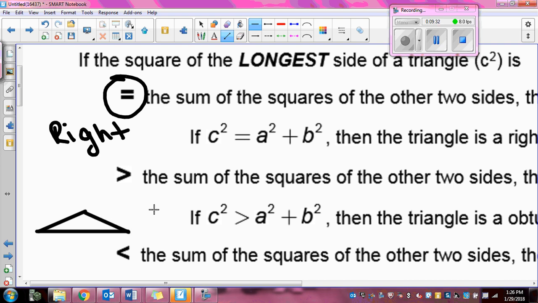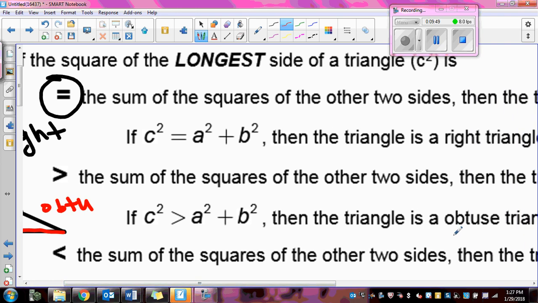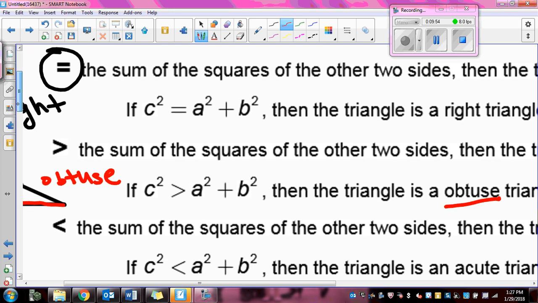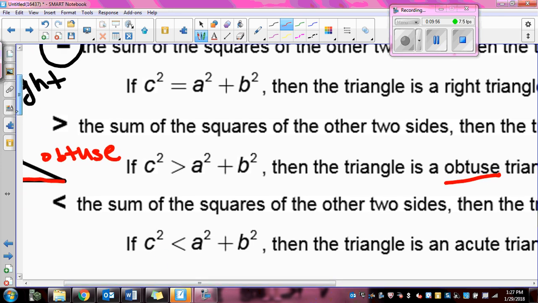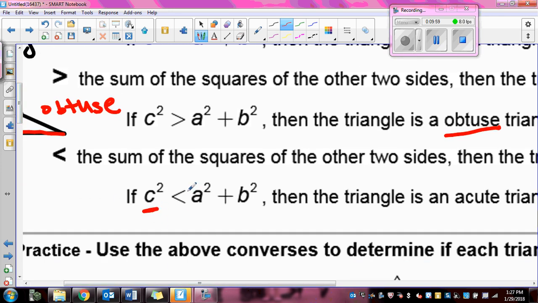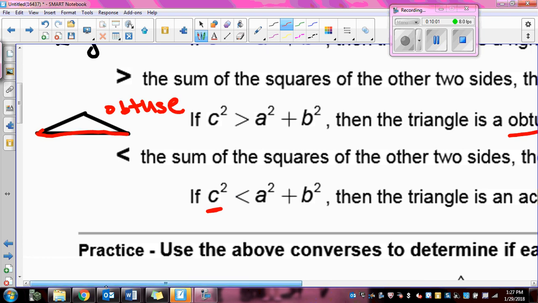Okay, so in this case, my hypotenuse is bigger, and that makes this triangle an obtuse triangle. Obtuse, right here. Now let's say that my hypotenuse is too small. It's less than. So you see this is less than my sides. So it's not a right triangle because my hypotenuse is too small.